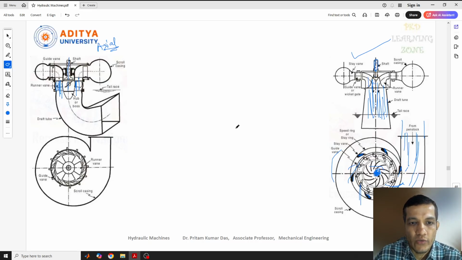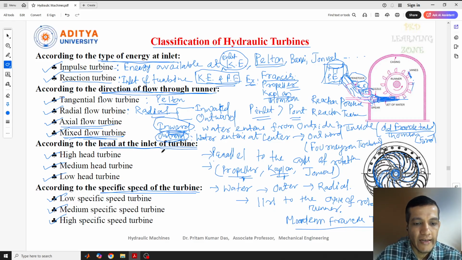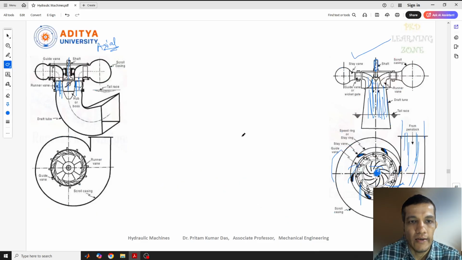Now the next classification is according to the head at the inlet of the turbine. The head part is very simple: high head, medium head and low head, each with a range. I'll tell the range according to the head of the turbine. High head turbines can work under very high head conditions, from several hundred to a few thousand meters.